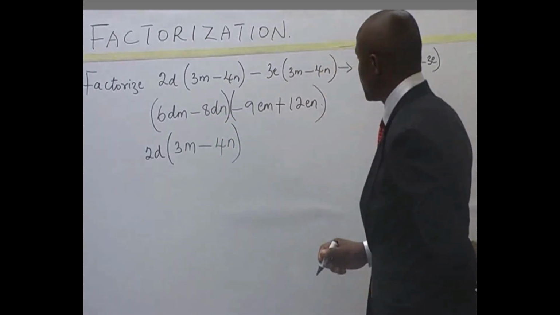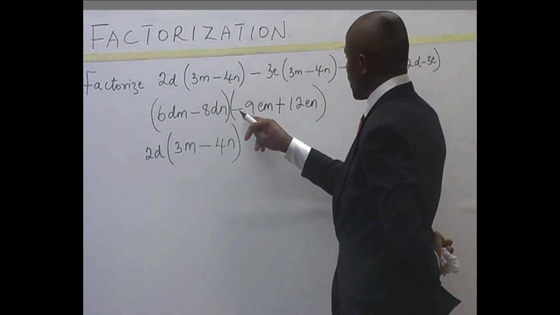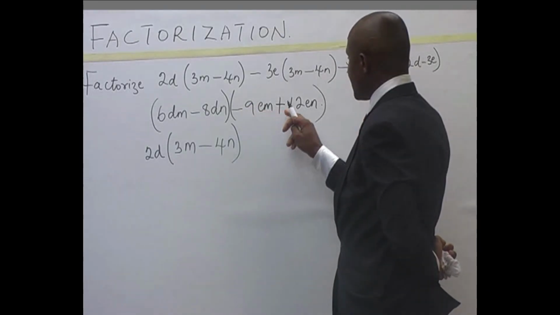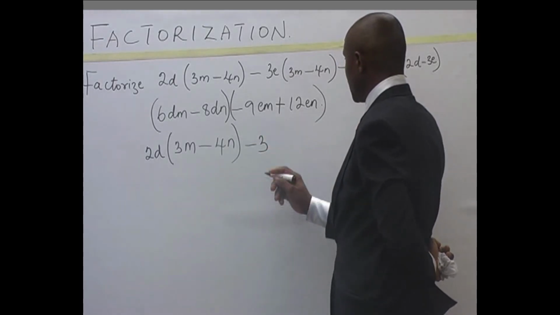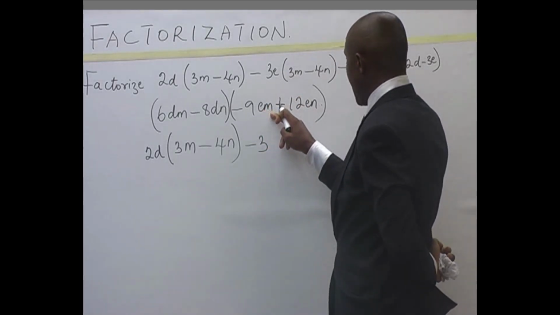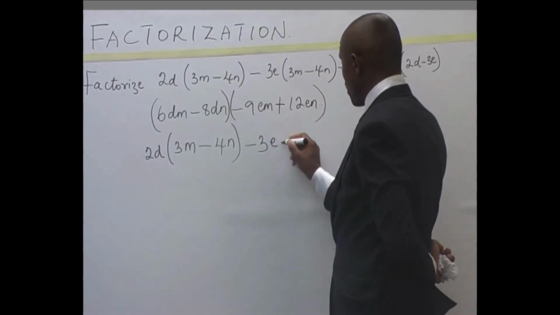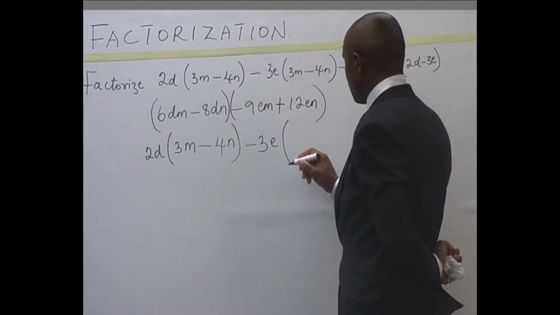Bracket closes. The second, minus 9 and 12, they have minus 3 in common. EM and EN, they have E in common. Now begin to divide. Put your bracket.